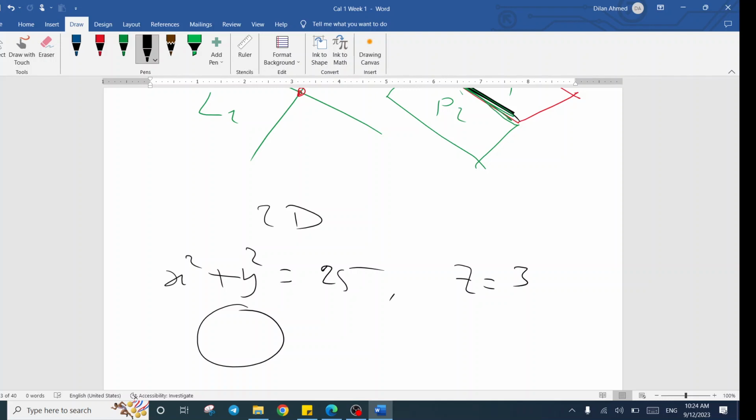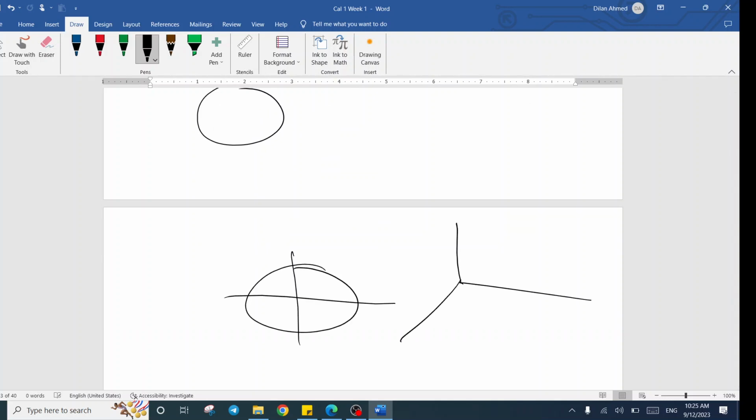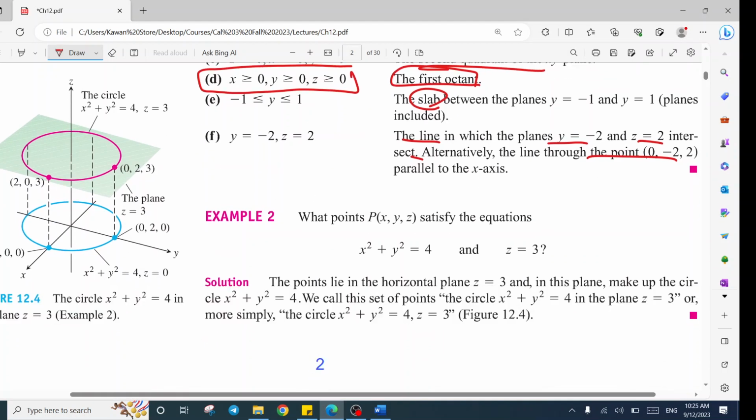Z equals 0, I'm here, right? Z equals 3, z equals 5, z equals -3, I'm going to the other positions. But the equation is what? The circle, plus z equals 3. So it means I have the same circle as in two dimensions, but now, because I have three dimensions, the same circle is going to be up by 3 units. Understand? Clear? Good.